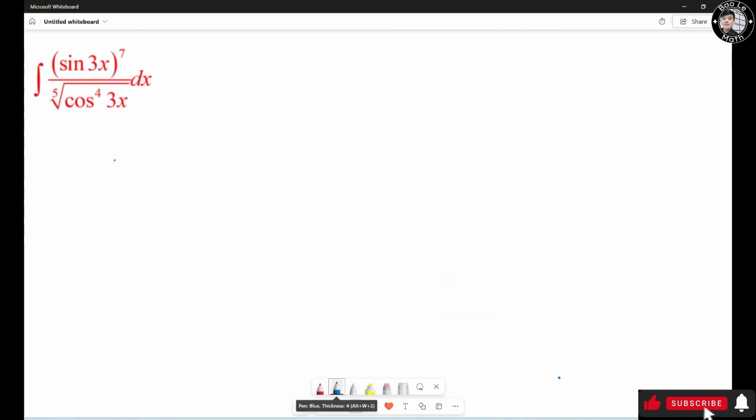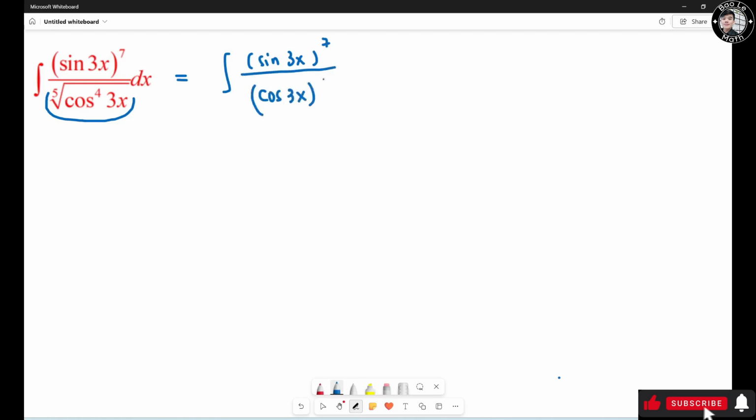We're going to learn how to solve this challenging integral. Alright, so we need to take the antiderivative of sine of 3s altogether raised to the 7, over the 5th root of cosine to the 4 of 3s. So we need to convert this to a rational exponent first. I just rewrite the top: sine of 3s to the 7, over cosine of 3s raised to the 4 over 5, ds.